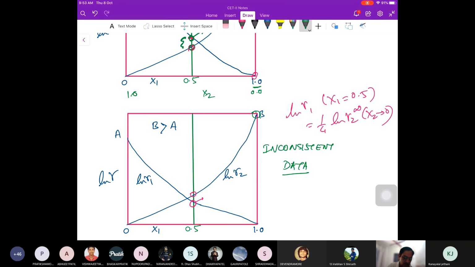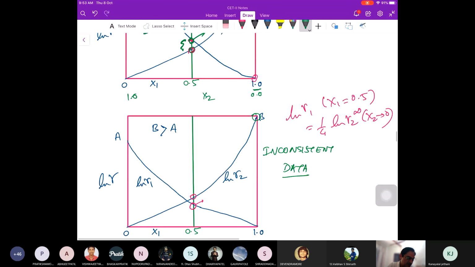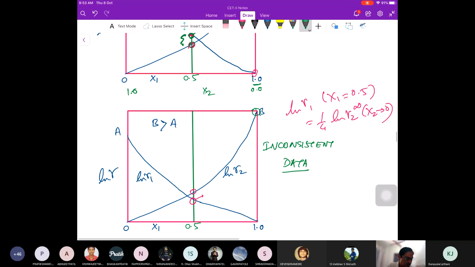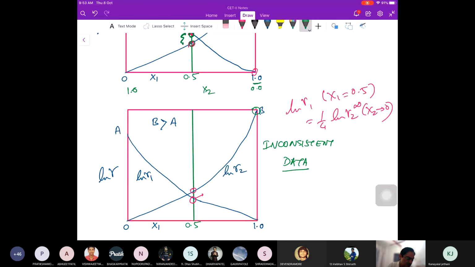Okay, so we have to see which curve is coming below. If gamma 1 is above, then... no, gamma 1 should be above, sorry, gamma 1 curve should be above gamma 2 curve at midpoint, then it is correct. If gamma 1 curve is below gamma 2 curve at midpoint, then it is wrong, inconsistent data.